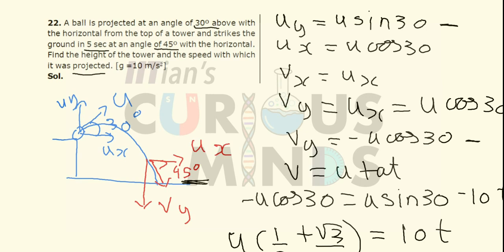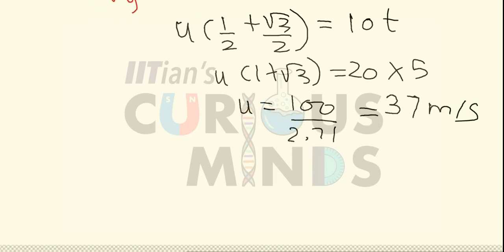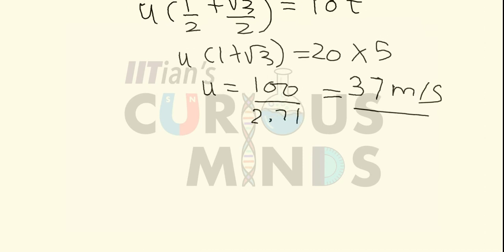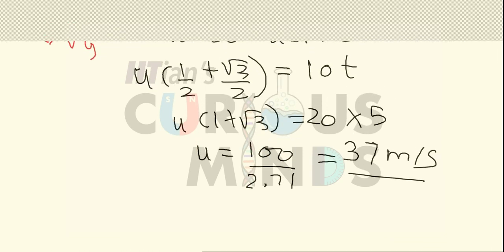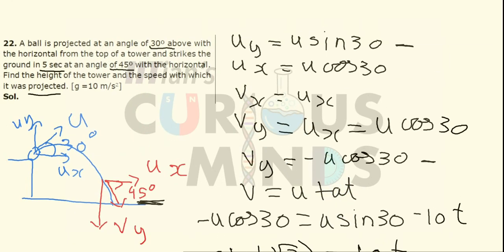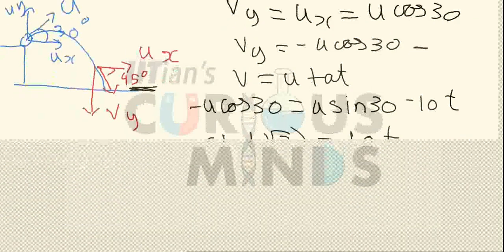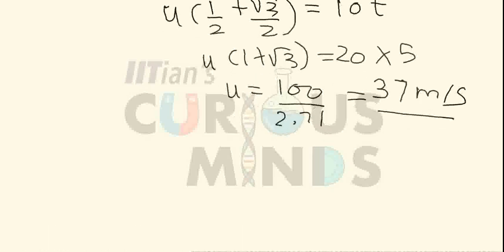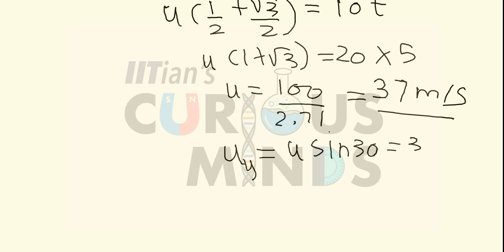Find the height of the tower. The height of the tower can be easily found out. The initial velocity u is equal to 37. The initial vertical velocity uy is u sin 30, which is 37 divided by 2, equal to 18.5.